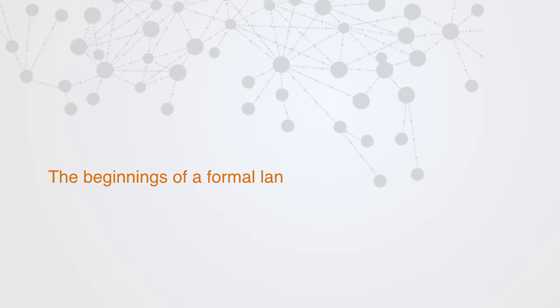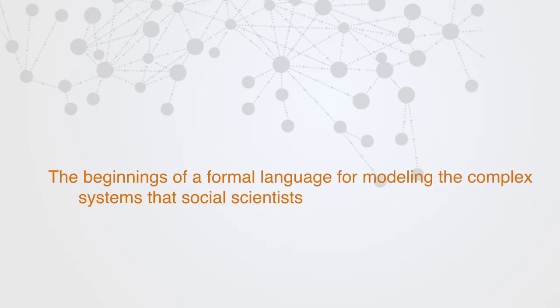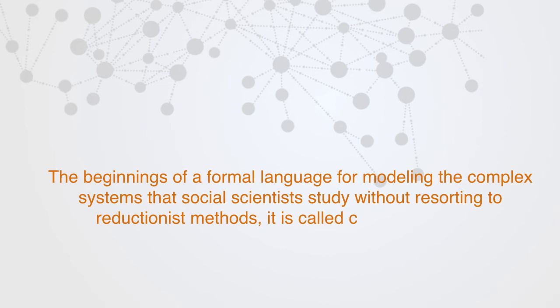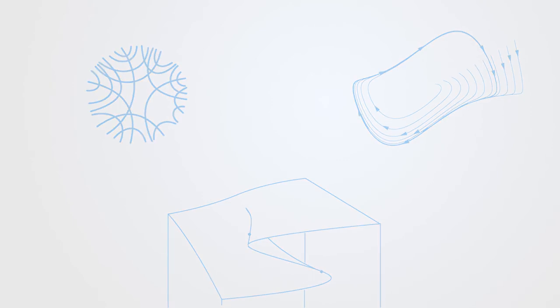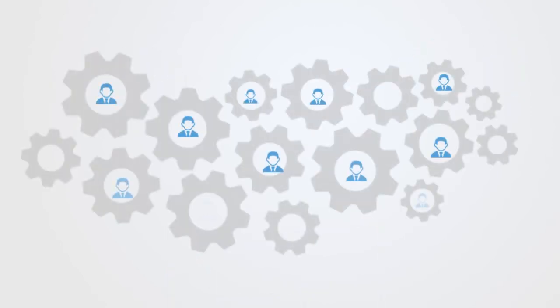Over the past few decades, we've seen the beginnings of a formal language for modeling the complex systems that social scientists study, without resorting to reductionist methods. It's called complexity theory. Complexity theory is based upon very abstract formal mathematical models, but probably not the kind that you're used to. And we should be clear from the start that although a lot of complexity theory really originates in mathematics and physics, it is not another excuse for trying to reduce social life to little particles of matter that get moved around en masse by forces. It starts with a recognition that these reductionist methods have their limitations.